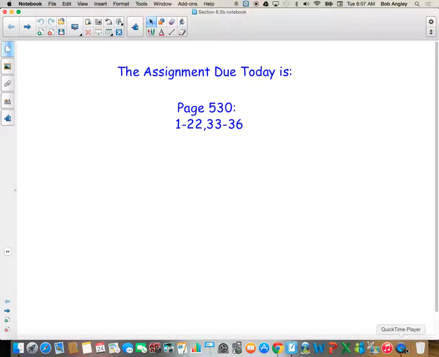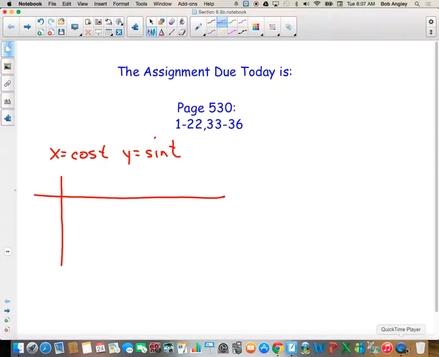Number 6, okay. Is it 6 where it's got X as the cosine and Y as the sine? All right. On this, it says complete the table for the parametric equations and plot the corresponding points. Okay, so in 6, when it says X equals the cosine of t, Y equals the sine of t, and when they give us the different t values, they go 0, pi over 2, pi, 3 pi over 2, and 2 pi.